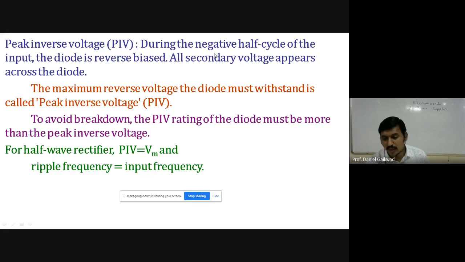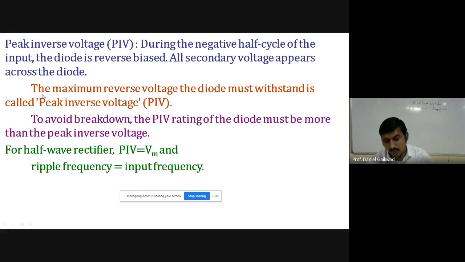During the negative half cycle of the input, the diode is in reverse bias. All the secondary voltage appears across the diode. In reverse bias, we already know the diode doesn't conduct. In reverse bias, the voltage across the diode goes on increasing, in the negative side. Suppose -1, -2, -3, -5. So we have the negative voltage that goes on increasing in case of reverse bias.